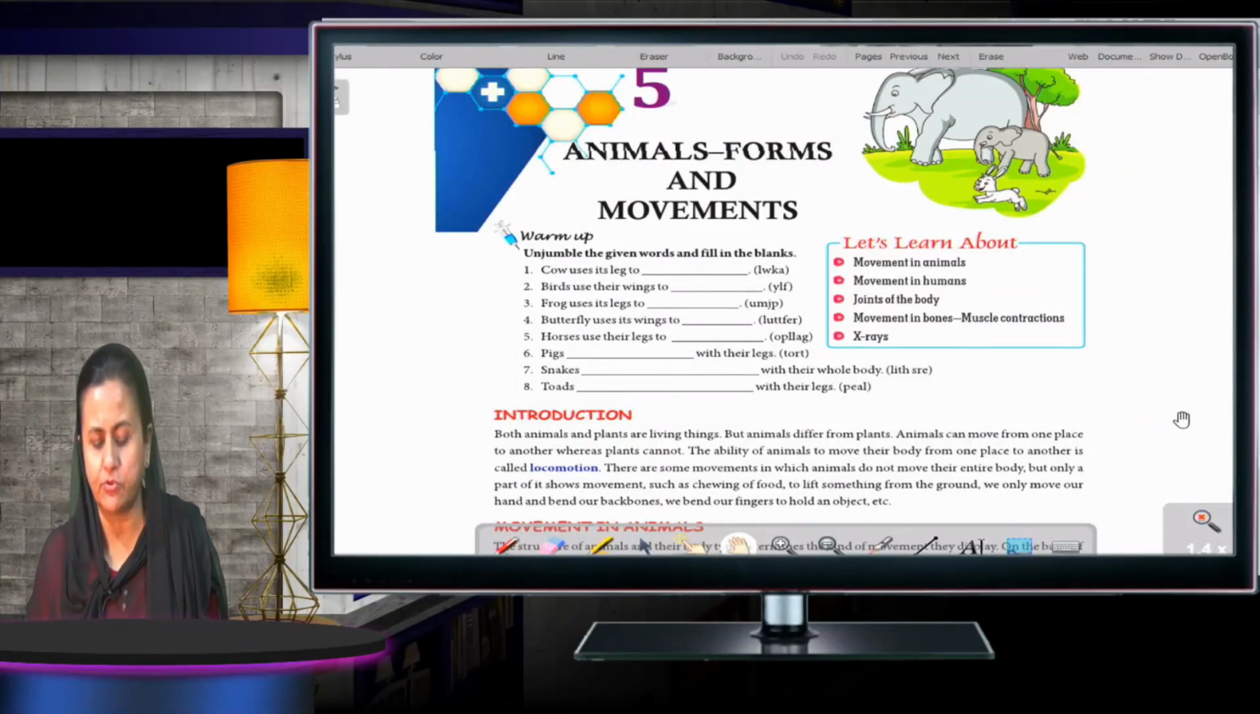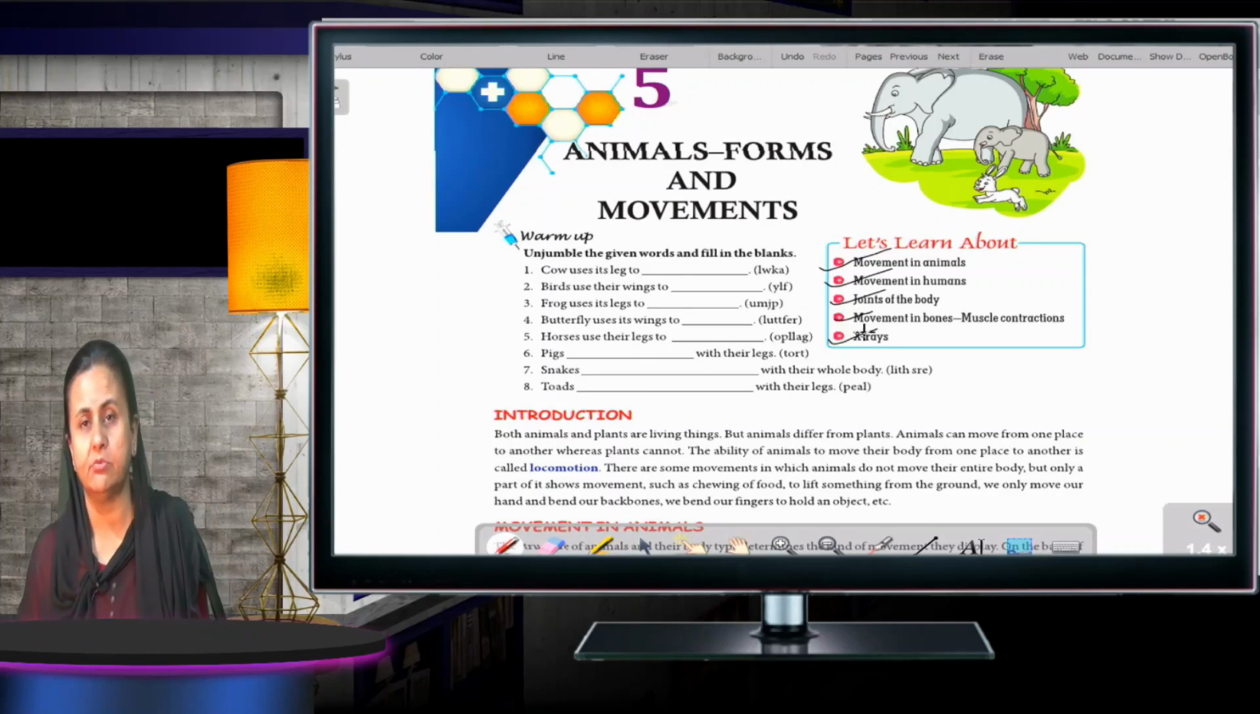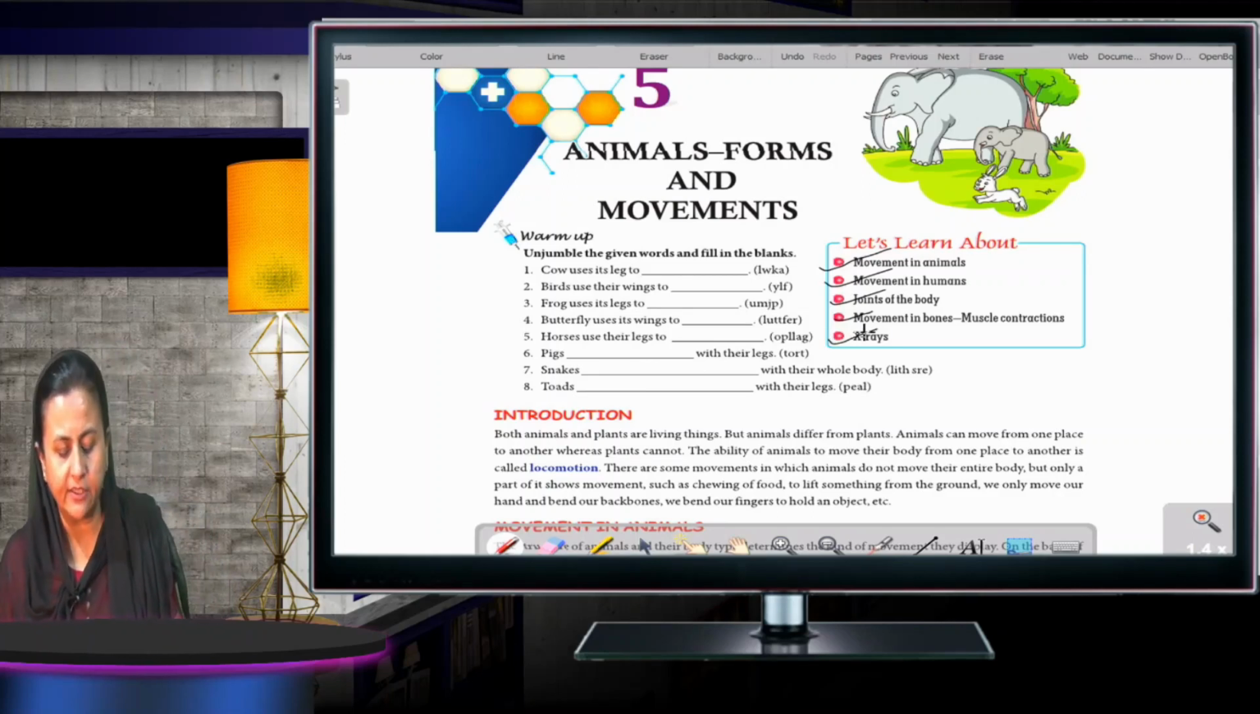As you can see on your screen also, we are going to start with lesson number 5, animal forms and movements. Okay, in this chapter what am I going to cover? I am going to tell you first about movement in animals, movement in humans, joints of the body, movements in bones, and what are X-rays. Okay, so let's start the chapter now.